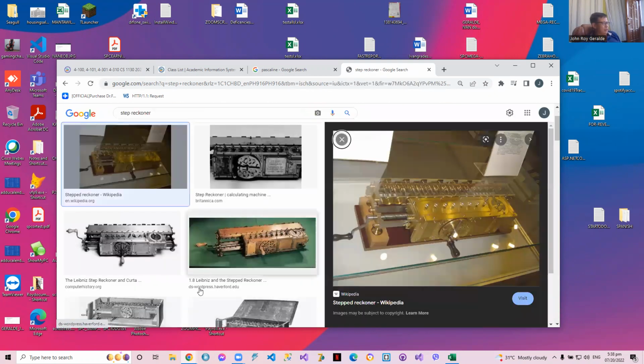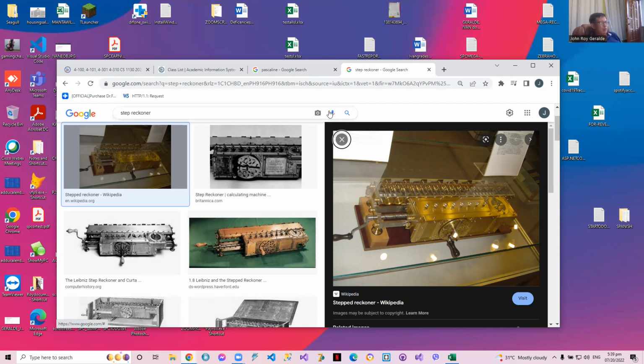If you look at the picture, the step reckoner is like the Pascaline, but it has a crank on the left. It's like an adding machine. The crank is like the enter key or the left click of the computer keyboard. When you turn the crank, you press enter. Type the first number, press enter. Type the second number, press enter. You follow? So there's a crank.